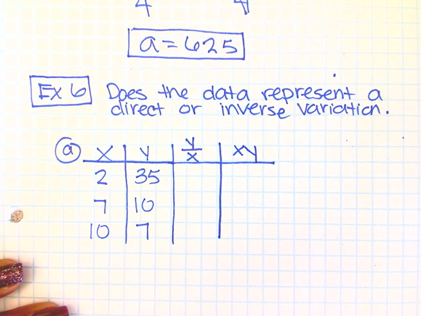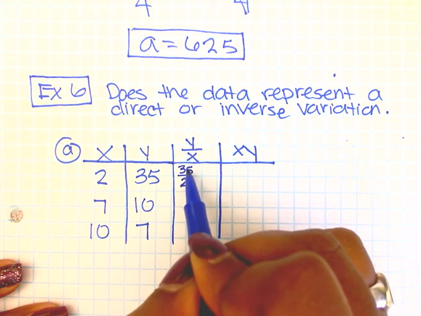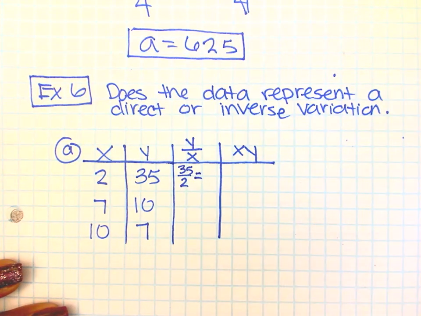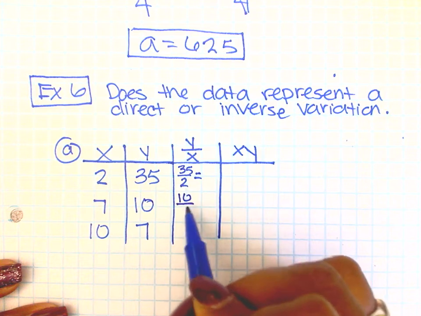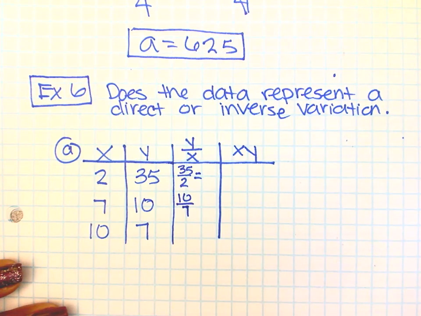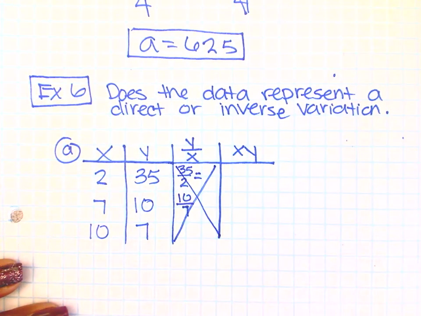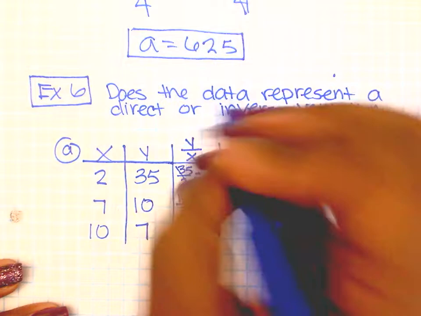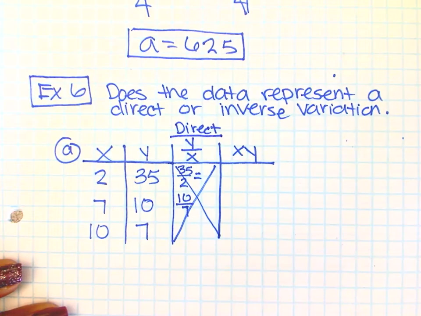So I'm going to take the first one, 35 divided by 2, my y over my x. Can I simplify that? No, right? Okay. My next one's going to be 10 over 7. Can I simplify that? Is this going to work? Am I going to come out with the same number every time? So draw an x. That's not going to work. So it can't be direct. That direct isn't going to work.